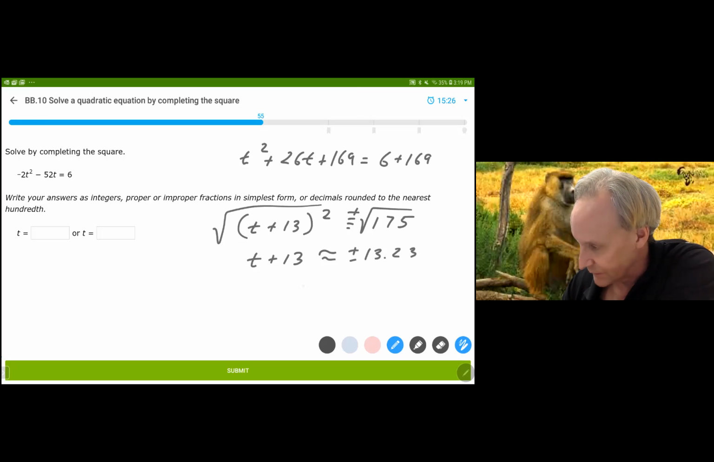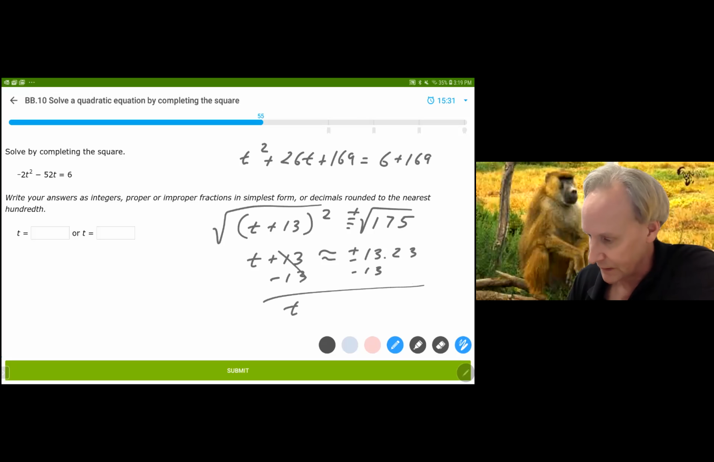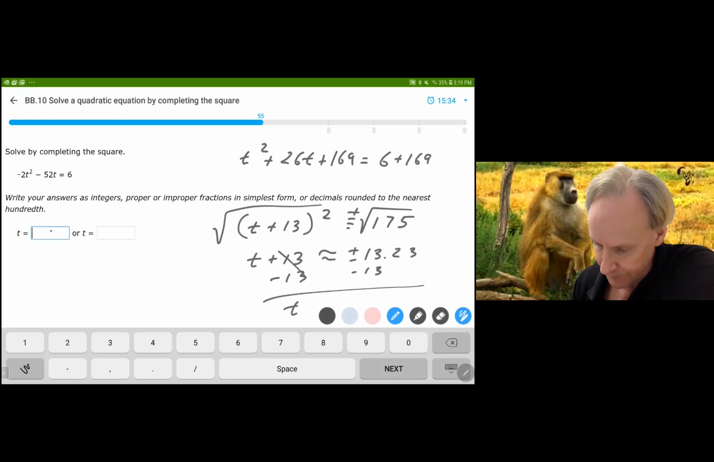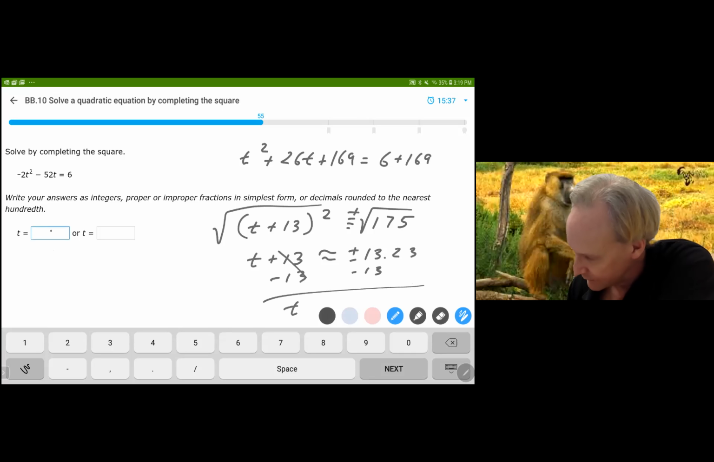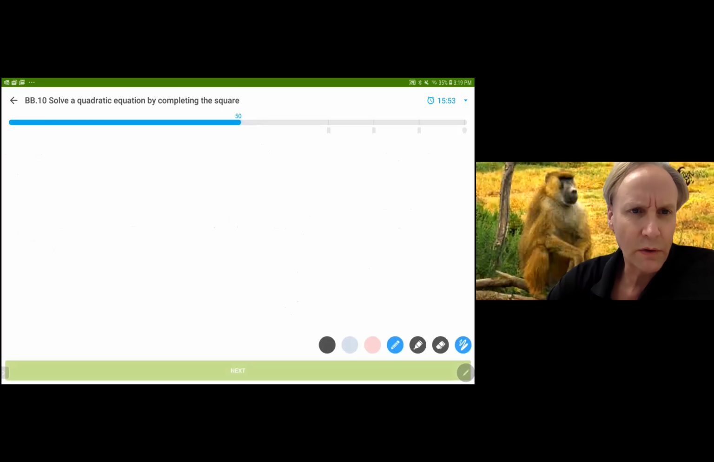And we're going to subtract 13 from both sides. And we are going to get t is approximately 0.23. Oh, wrong place. Or negative 26.23. Looks good. Oh no, what did I do?